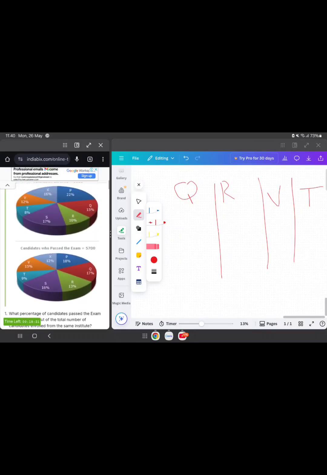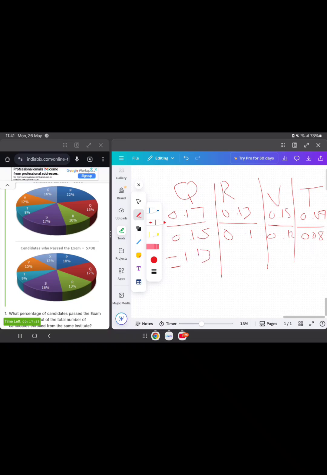Okay, and then going up, with Q we've got 0.17 divided by 0.15. These are just our percentages. For R it is 0.13 divided by 0.1. Then for V it is 0.15 divided by 0.12. Then for T it's 0.09 divided by 0.08. Okay, and then the answer for Q. Okay, let's check.